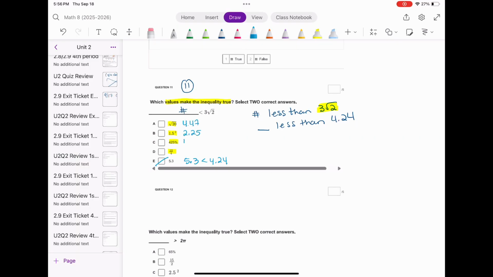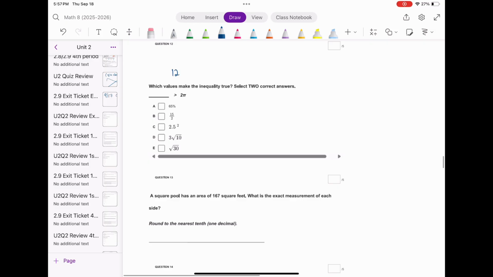The last one says 5.3 is less than 4.25. That's not true. And then the next one from the bottom up, it's 3.25 is less than 4. Yes. 4.25 is less than 4.24. No, 25 is bigger. And then 2 is less than 4. Yes. And then we don't even have to do the last one because it says to select 2 correct answers, and we already have the answers, right? But you can still check. You can do 12 on your own and come back to check your work in my exemplar in Schoology.